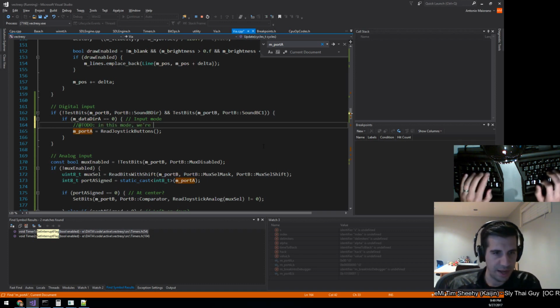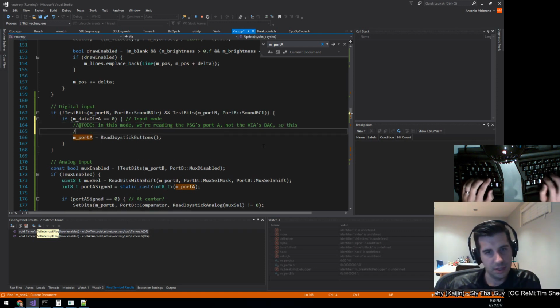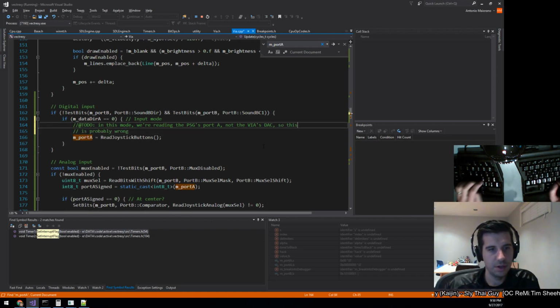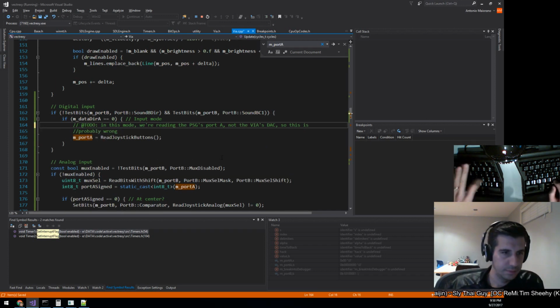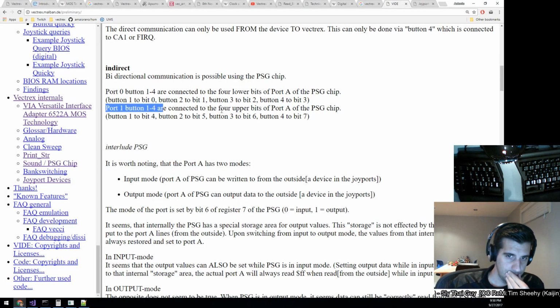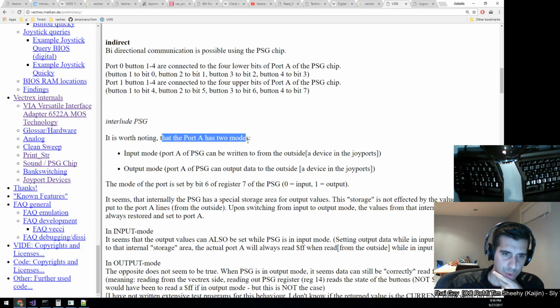In this mode, we're reading the PSG's port A, not the VIA's DAC. So this is probably wrong. And then, yeah, interlude PSG. It is worth noting that the port A has two modes.